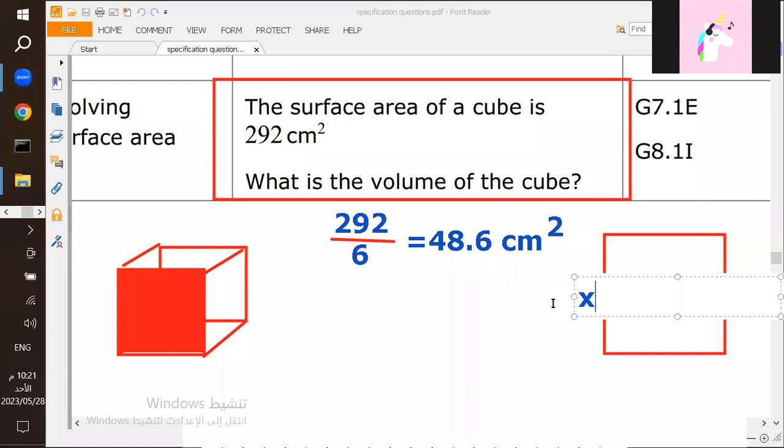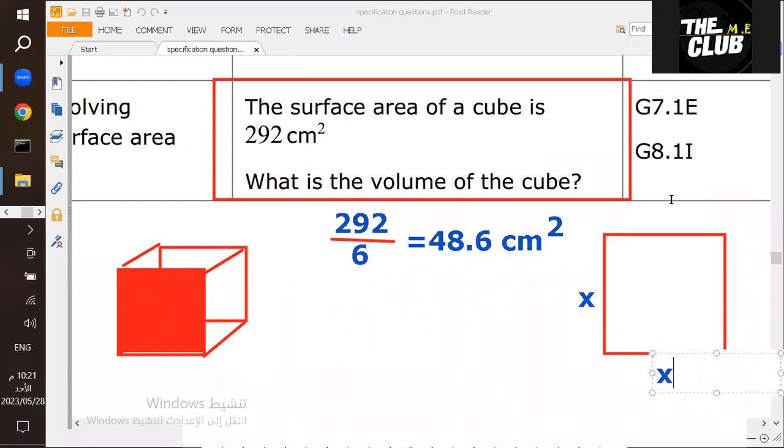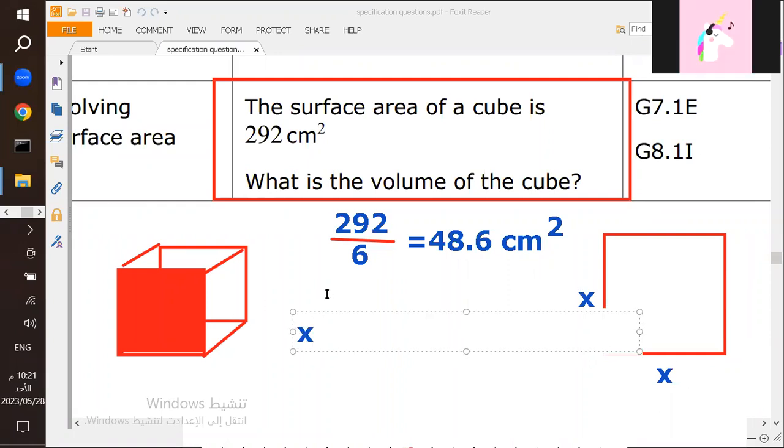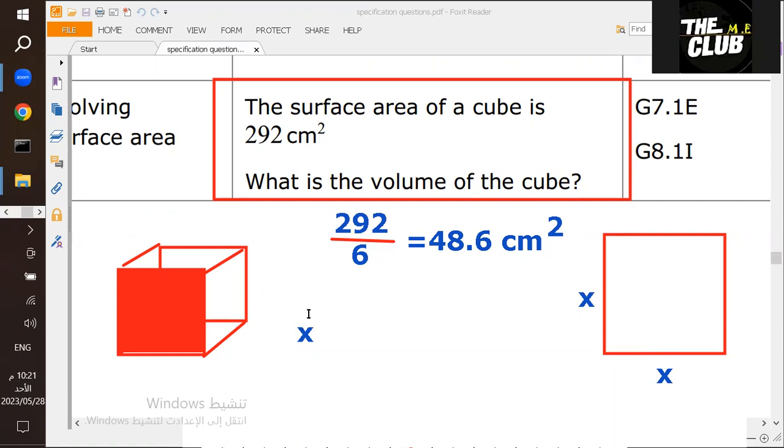Do you divide it by 2? What's the area of a square? The width times the length. So this times this will give me this, right? What's x times x? Do you square root? Yeah, square root. Good. So x times x is x squared equals 48.6, right? So you put it under the square root? Square root, yes, that's it.